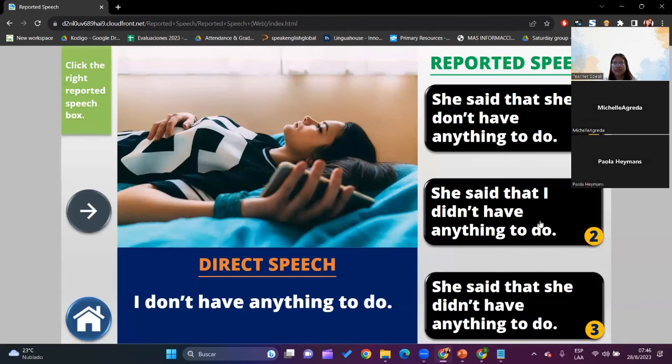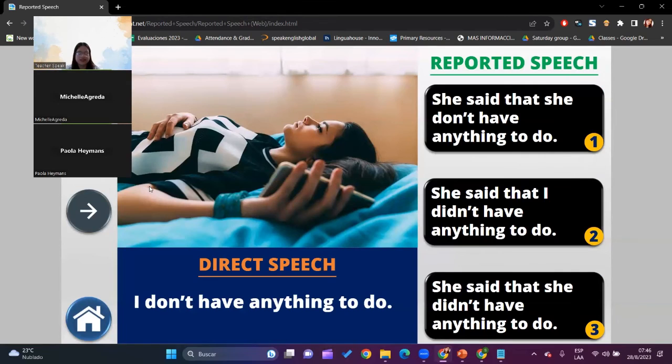Okay, so let's practice a little bit with this. Paola, we have the direct sentence: I don't have anything to do. How would you state it in reported speech? He said that he didn't have anything to do. Number two, number three? She, because you changed the pronoun. She said that she didn't have anything to do. Yes, and the grammatical sense was okay because it's simple present, so we use simple past.